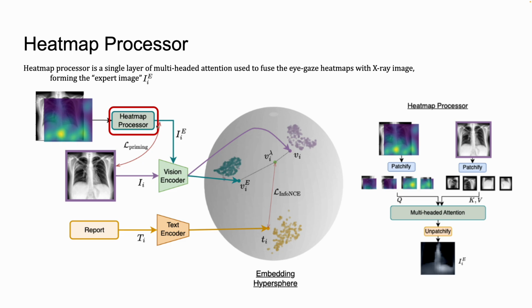The heat map processor is the module that we use to process the heat maps from the eye gaze data and the images. And it is a single layer of multi-headed attention. The reason why we keep this shallow is so that we make sure that the embedding obtained from the expert image is sufficiently distinct from that of the original image so that we get three different clusters.